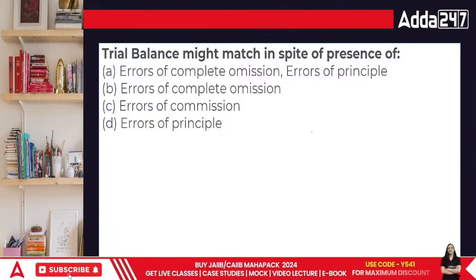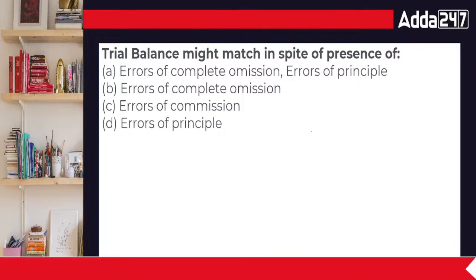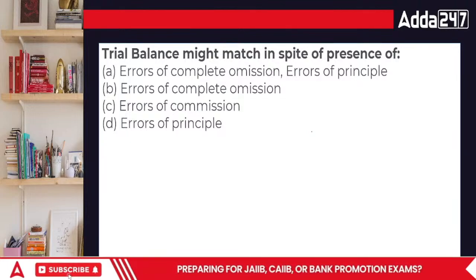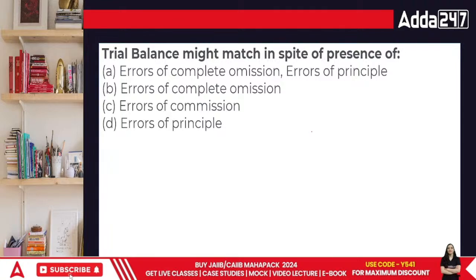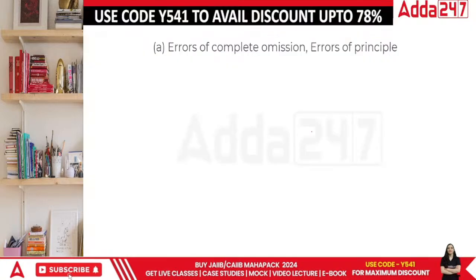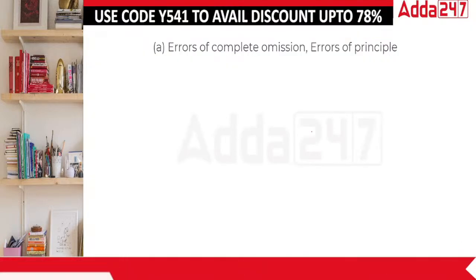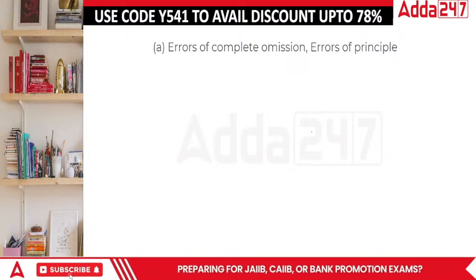Now the point is, if an expense is noted as an asset or an asset is noted as an expense, this situation is covered here, right? So what can we call it? You will be calling it error of complete omission or error of principle. Done, everyone?